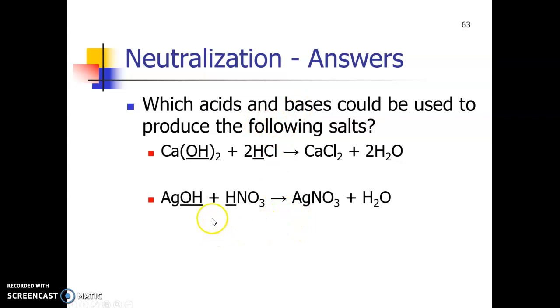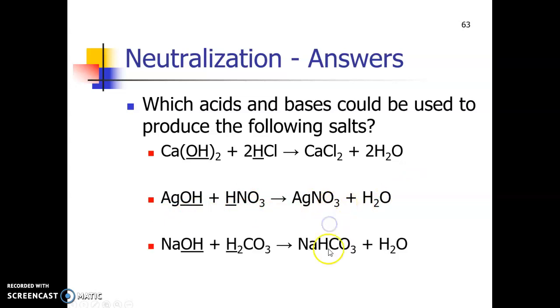Alright, so the next one, the silver nitrate. That could be formed if you had some silver hydroxide that reacted with nitric acid. So the cation forms the base with hydroxide, and the anion, nitrate, forms the acid with hydrogen, and you can see the H and the OH react to make water, and the remaining ions form the salt.